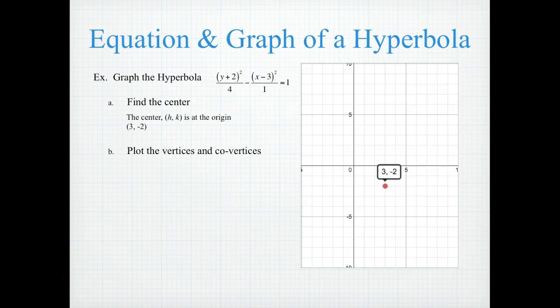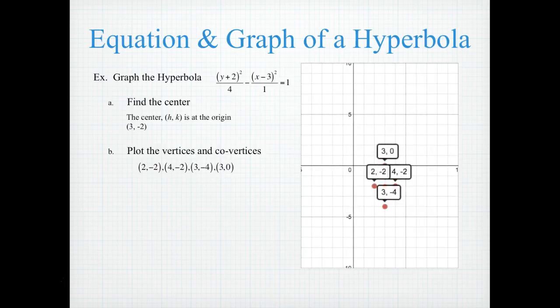Next, I'm going to plot the vertices and covertices. So my vertices lie 2 units up and down. So 2 units above the center and 2 units below the center. And my covertices lie 1 unit to the left of the center and 1 unit to the right of the center. And those values were from taking a squared and b squared. A squared is 4, and the square root of 4 is 2. And b squared is 1, the square root of 1 is 1. So there are the coordinates of my vertices and covertices.